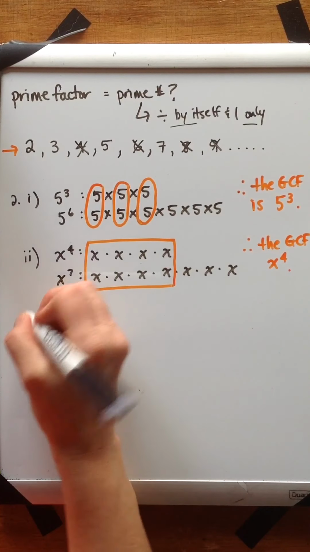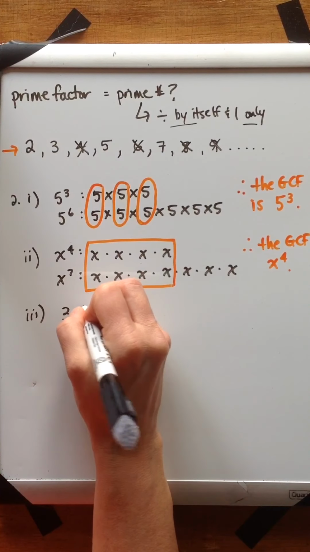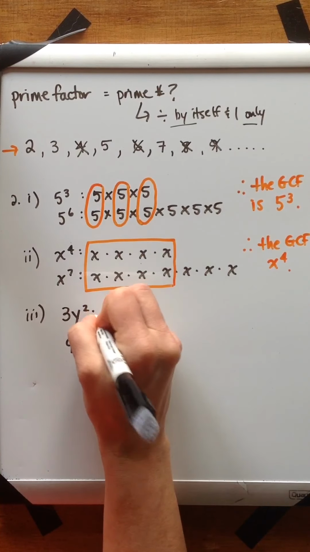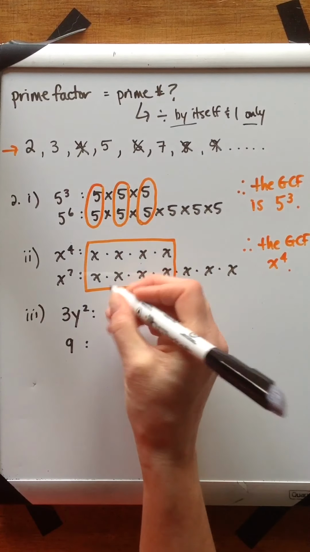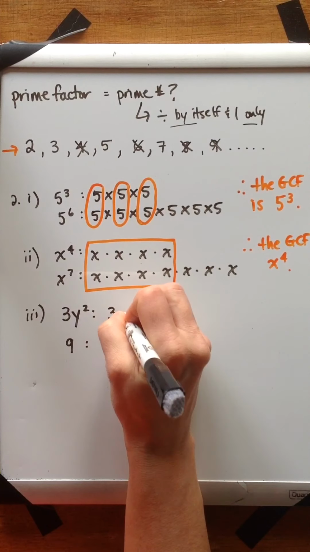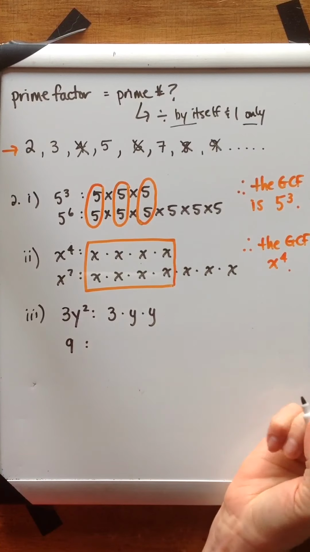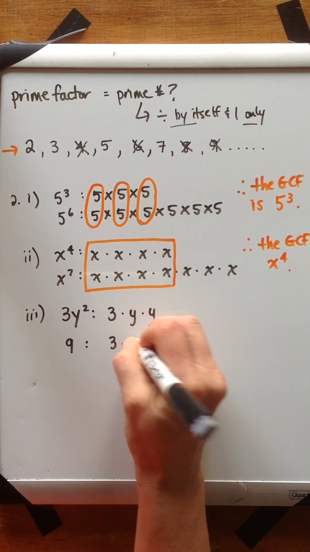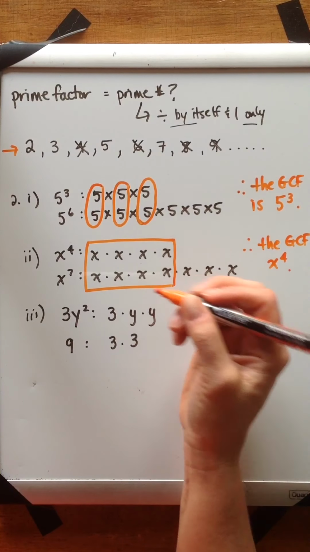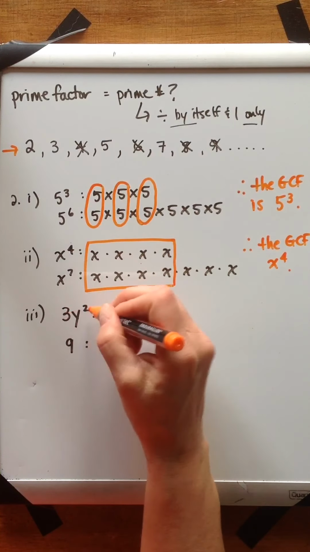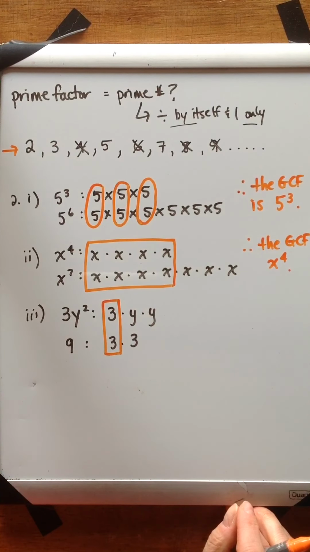Let's try this again. Let's compare 3y squared and 9. So let's expand this out to see what it really means. 3y squared means 3 times y times y. And 9, we know, can be broken down into 3 times 3 as its prime factors. So now when we compare, what is the greatest common factor for these two terms? We see that it's 3.